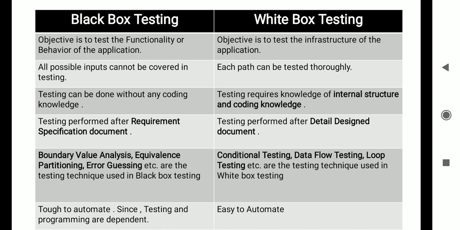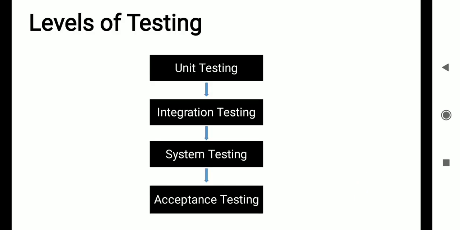It is tough to automate black box testing. Testing is programmer dependent, that's why it is tough. It is easy to automate white box testing. Coming on to the levels of testing, that are unit testing, integration testing, system testing, acceptance testing. So this is the flow of testing. First of all, the upper one will be done and the lower will be done in the end. So it goes like this.